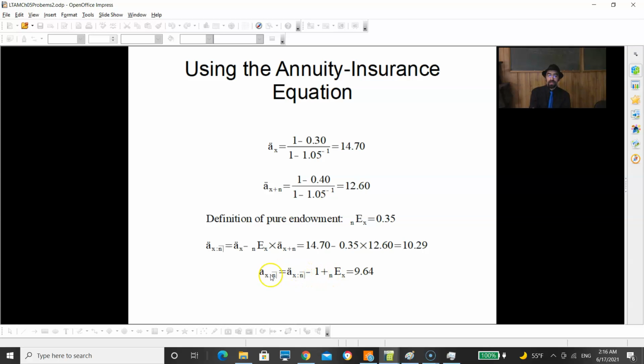So it's a x colon angle n equals a double dot x colon angle n minus 1 plus nEx. Crunch your numbers, right? Remember this nEx is 0.35. Gets you 9.64.